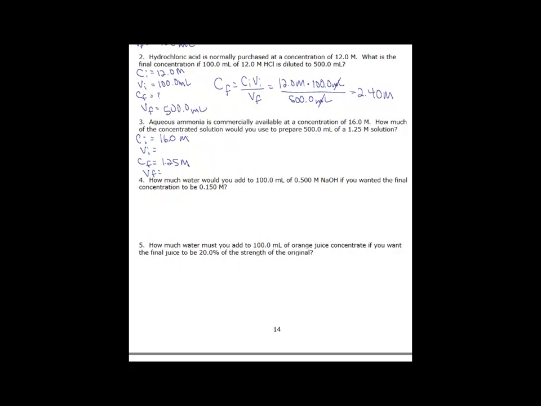Now, the initial volume is what we're looking for. The final volume, we know, 500 milliliters. So we solve for VI. It's going to be CF VF over CI. So 1.25 molar times 500 milliliters divided by 16 molar. Molarity cancels out. We end up with milliliters as our units. 3 sig figs, 39.1 milliliters.